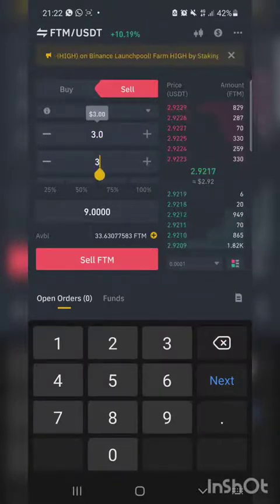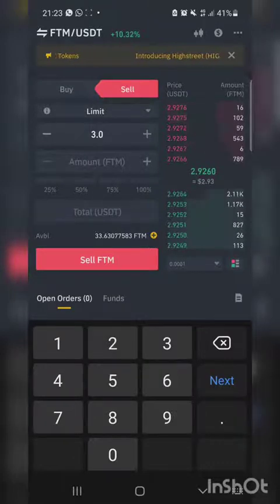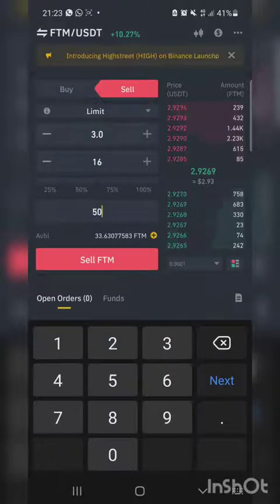for example, then you can now put in the amount or the dollar value you want to sell, or the number of FTM you want to sell, whichever one. So we have about $33, or 33 FTM. That should be about 90 something dollars. So let's say I want to sell $50 at 3.0. That will be like I'm selling 16 FTM once the price reaches 3.0.